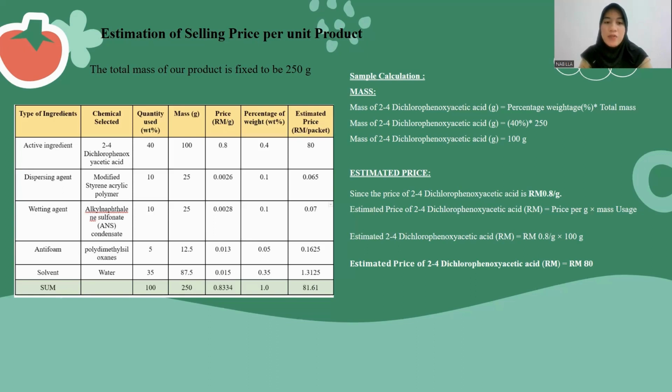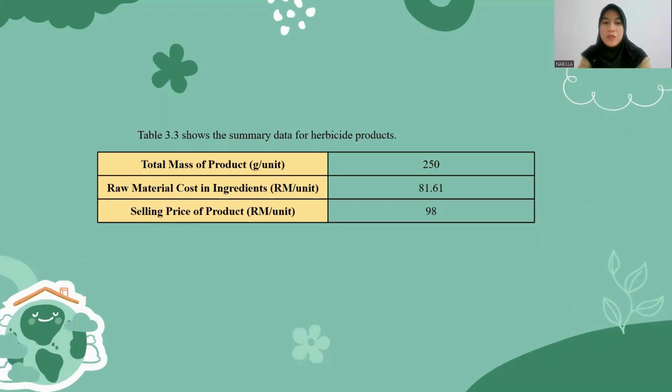And for the price, we searched on a website and got 0.8 ringgit per gram. And for percentage weightage it is 0.4. And for estimated price it is 80, because 0.8 times 100 grams, and we get 80 ringgit per package. So the total estimated price for the package is 81.61. Total mass of our product is 250. Our raw material cost in ingredients is 81.61 ringgit per unit, and we decide to sell our product at the price of 98 ringgit per unit.